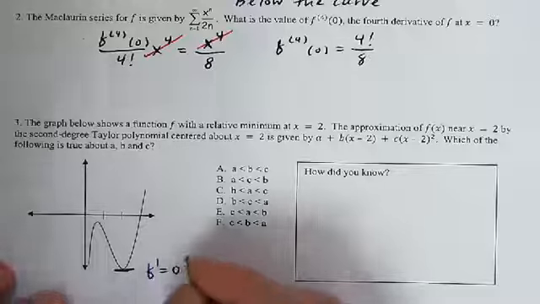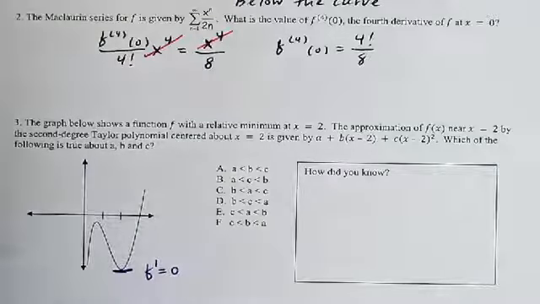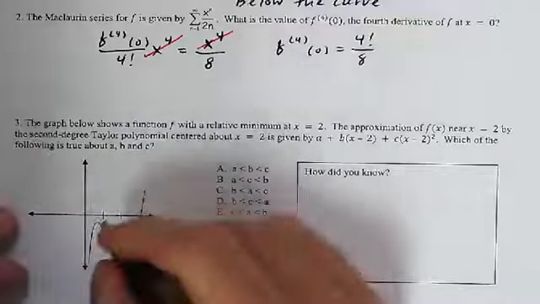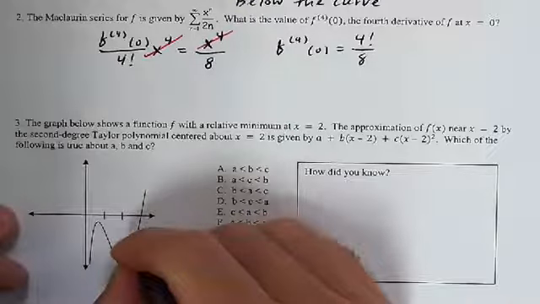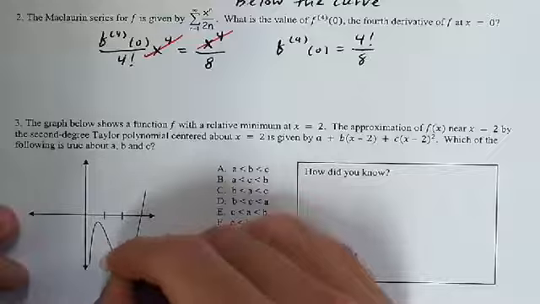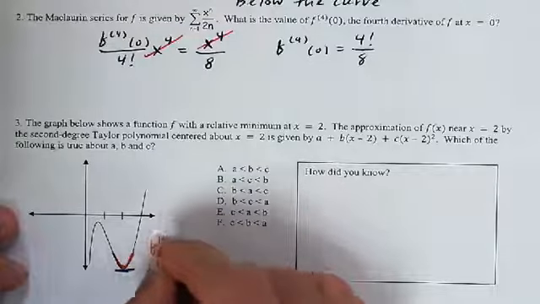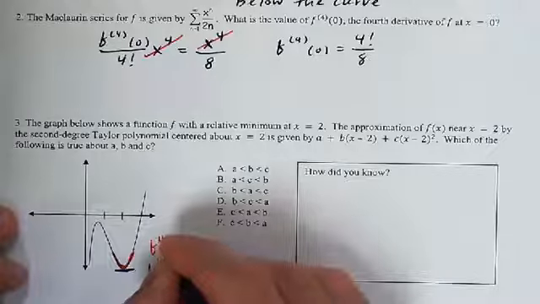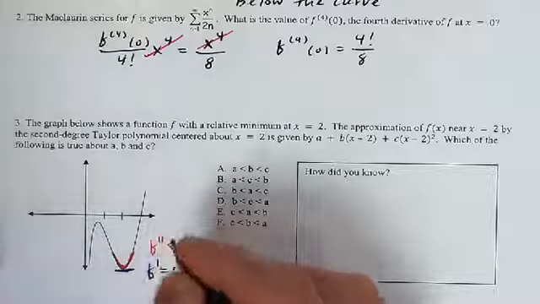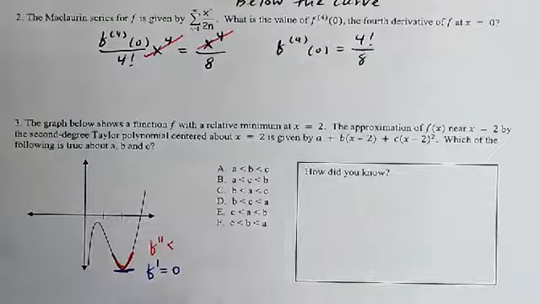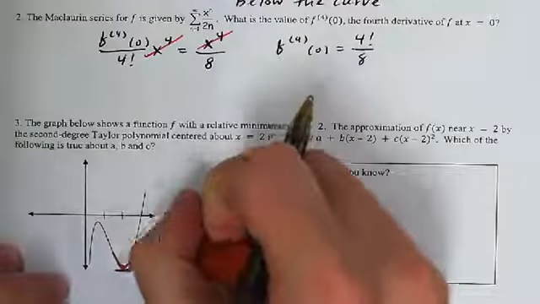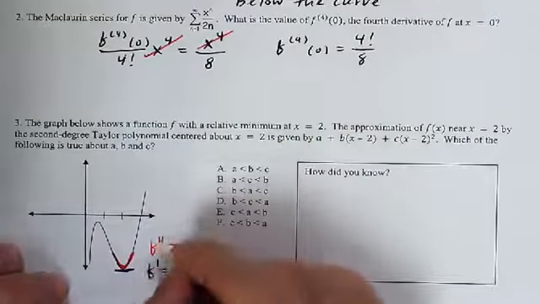f prime is equal to 0, right? Since it's a minimum, it's concave up, meaning f double prime is negative. Or no, positive, excuse me. Yeah, smiling has positive attitude.